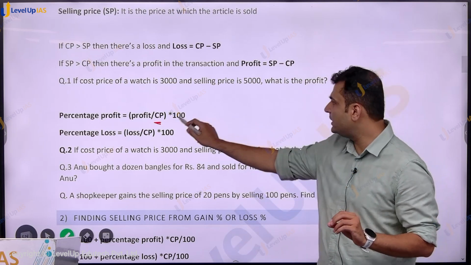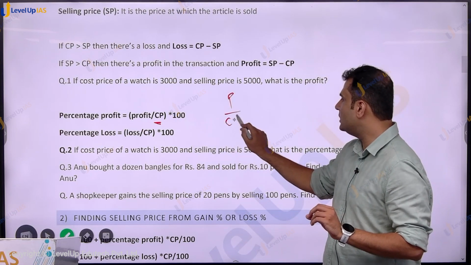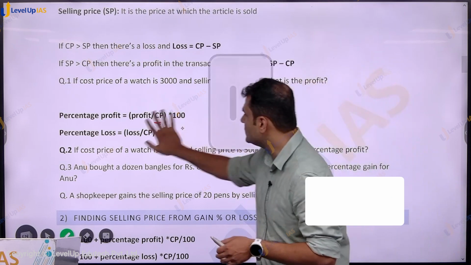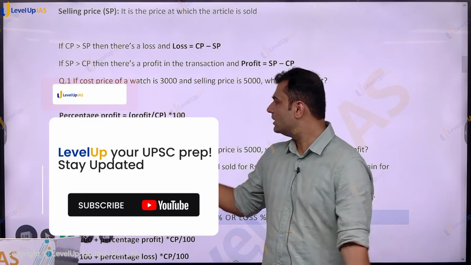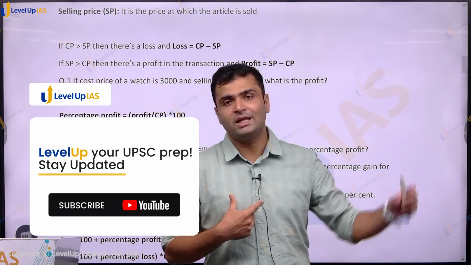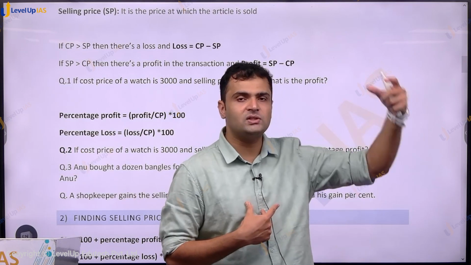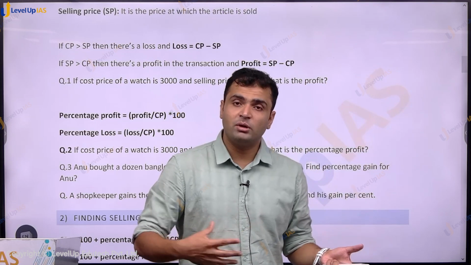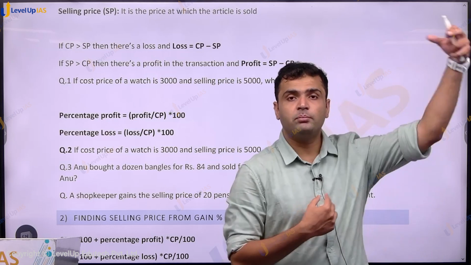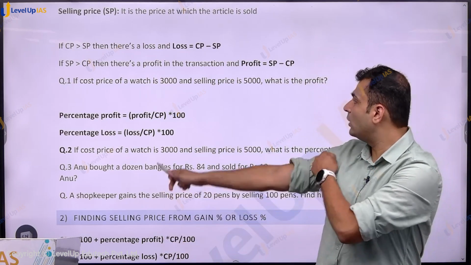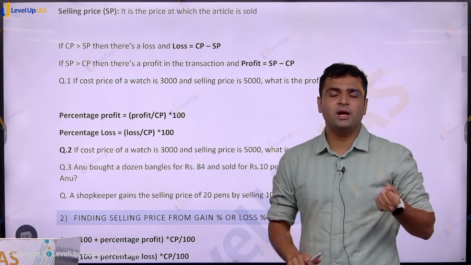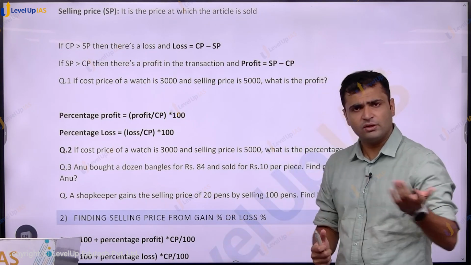So it is profit divided by CP into 100. This is the percentage profit. And percentage loss is loss divided by CP into 100, because as a shopkeeper, my cost matters to me. My selling price may vary, and depending on my selling price, my profit will change, but my cost is constant. So percentage profit is dependent on the cost. It is always profit by CP into 100. Percentage is calculated as absolute divided by base into 100. That we have seen in the percentage chapter.